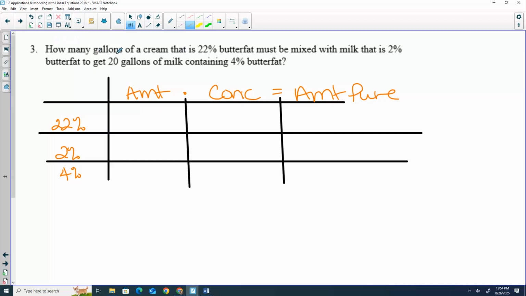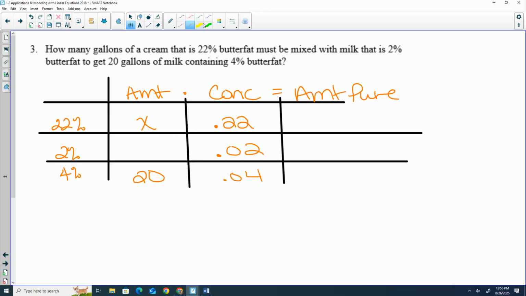So it starts out, how many gallons of a cream that's 22%? I don't know, so that's X. 22%, so the concentration would be 0.22. Must be mixed with milk that is 2% butter fat, so 2% would be 0.02. You always move your decimal back 2 places. To get 20 gallons, so our total is 20 gallons, and that one is 4%.